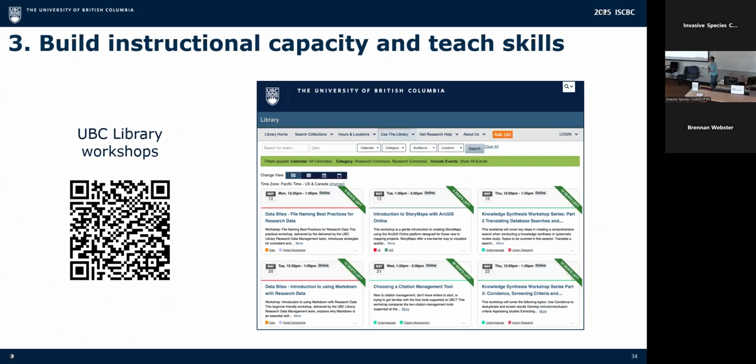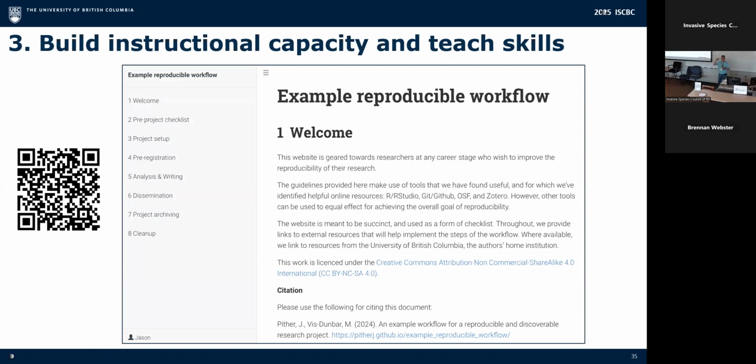All right, so lastly, here's some resources that we offer at UBC to learn about these things. So there's a QR code there, and again, the slides are all available. And then I've put together a sort of outline of a reproducible research workflow. If you're interested, it gives you all the tools and tips to do that as well.